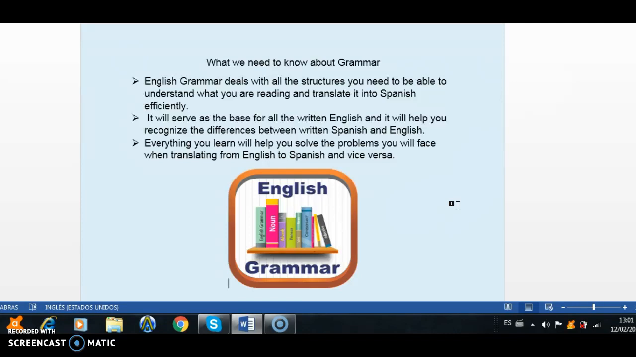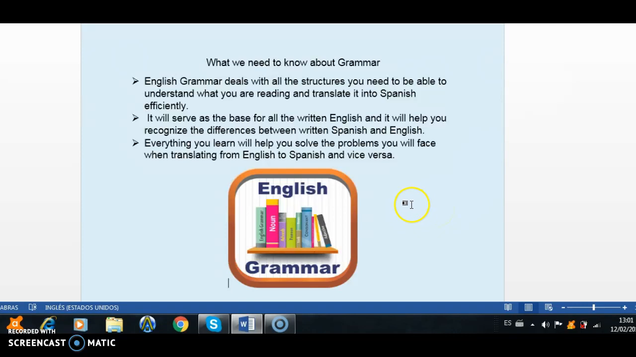It will serve as a base for all the written English because you also have English as a subject, and it will help you recognize the differences between written English and written Spanish. Everything you learn will help you solve the problems you will face when translating from English to Spanish and vice versa. There are a lot of different things that you have to know, especially phrasal verbs and idioms in English, which are a bit complicated, so those are very important that you should know.